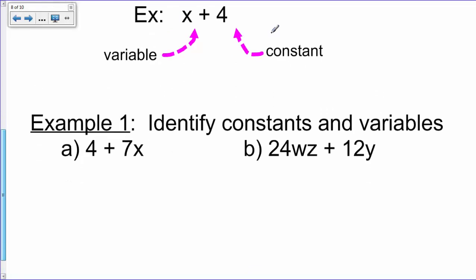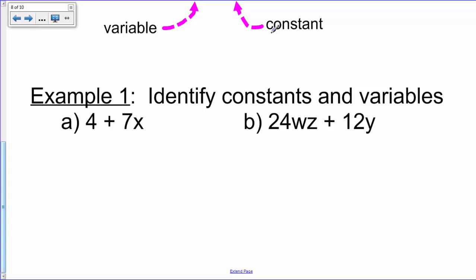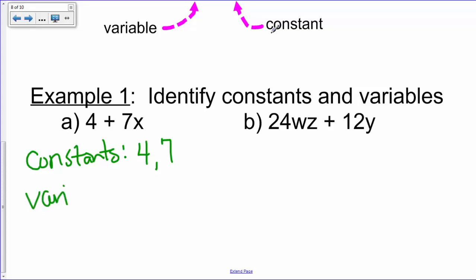Okay, so constants for A are going to be numbers that don't change. 4 is always going to be 4, and 7 is always going to be 7. Now this part will change based on what we substitute in for x, which is going to make x our variable because it will vary. So our variable here is x.